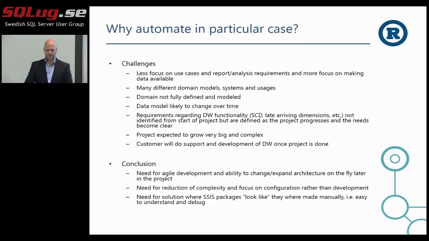So we concluded that we definitely need to be able to do agile development, because we have to be able to apply changes not only to the domain models, but also to the way we do data warehouse functionality and what functionality actually applies. We need to reduce complexity so that the customer can start doing things. They have to start having ownership of this process right now, because in a couple of years we'll be gone. So we have to be able to configure things. The customer has to be able to sit down and configure things and not do real development, because they can't do that.